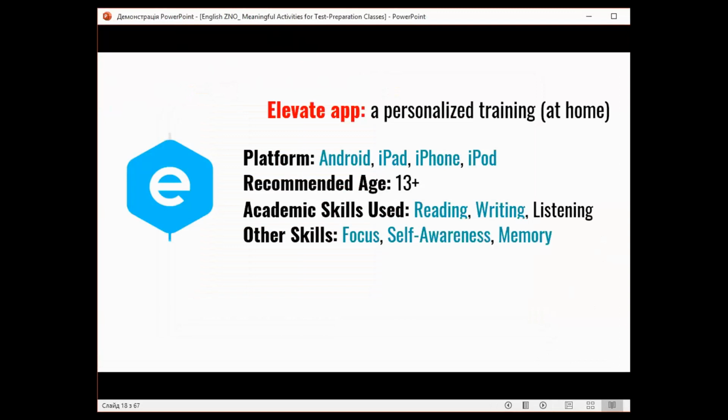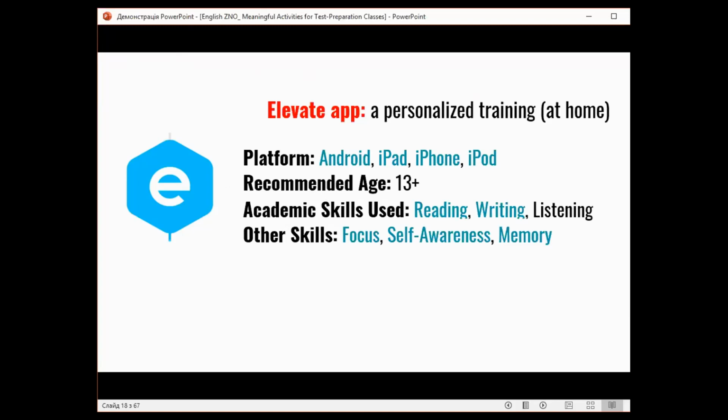As for one more resource that you can suggest to your learners, this one is more for homework. It's an app that I myself am using for developing my own language skills, and it's called Elevate. You can download it on your phone. Of course, it's called a brain training app, but it also trains various academic skills that we need for ZNO. So reading, writing, listening.